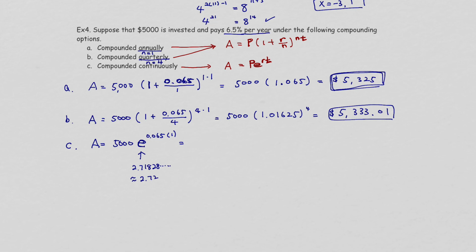Times 2.72 to the 0.065 exponent, and equals, and then multiply that by 5,000, you will get 5,335.80. So comparing all three solutions, looks like compounding continuously will give you a little more money than the other two options.